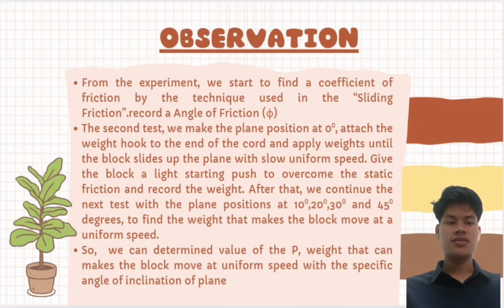The coefficient of friction is equal to tan θ, which is 0.32. Next, for the second test, we made the plane position at 0 degrees. Attach the weight hook to the end of the cord and apply weights until the block slides up the plane with slow uniform speed. Give the block a light starting push to overcome the static friction and record the weight. After that, we continue the next test with the plane position at 10, 20, 30 and 45 degrees to find the weight that makes the block move at a uniform speed. So from the test, we can determine the value of P that can make the block move at uniform speed with the specific angle of inclination of the plane.